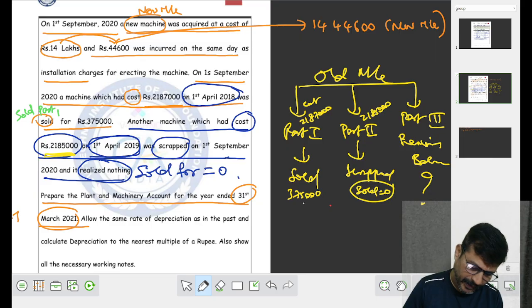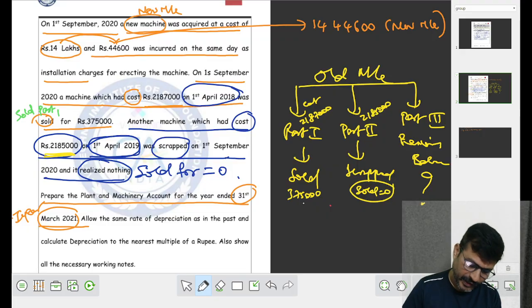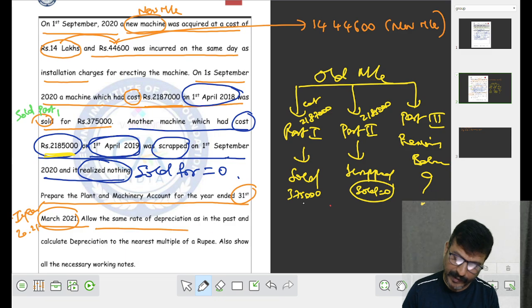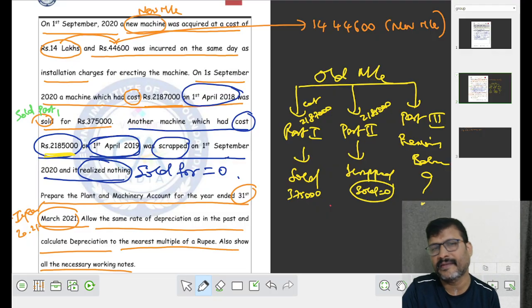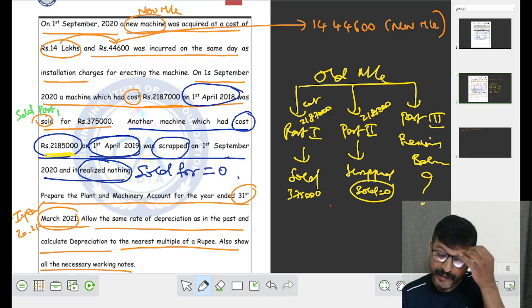Means we have to prepare the machinery account for only 1 year. That is the financial year of 2021. Allow the same rate of depreciation in the past. Nearest multiples of rupee, also show the necessary working. We are showing every working note, right? Now, shall we move on to the answer, my dear children?